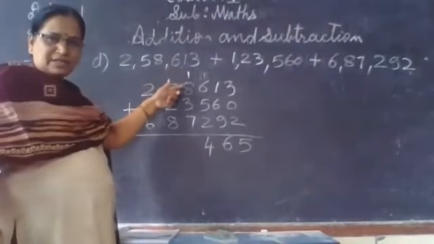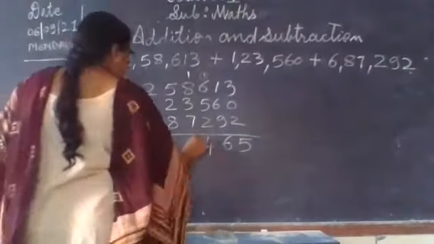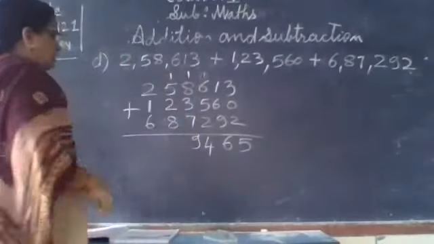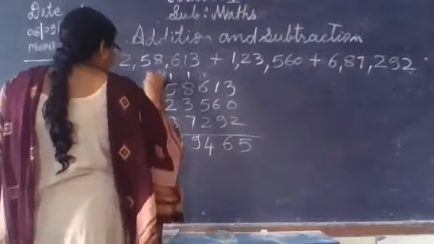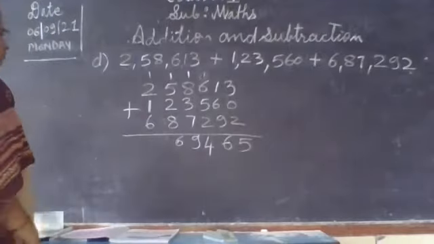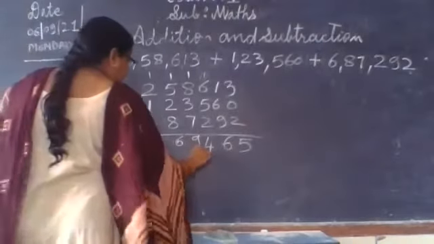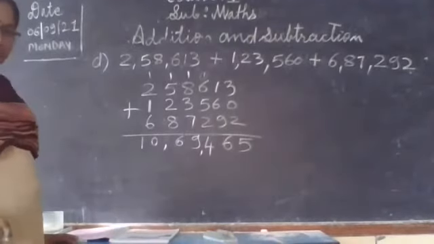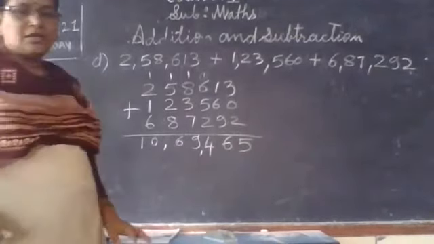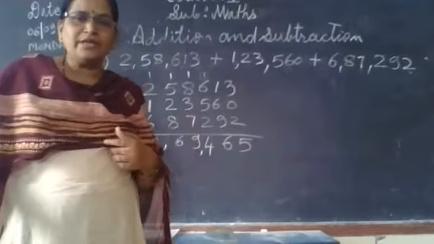Nine. Eight. One plus eight, nine. 10, 11, 12. 12 plus 7, 19. Carry over 1, 6, 7, 8. And 8 plus 8, 16. 1 plus 2, 3, 4. 3, 4, and 6, 10. So, got it, beta? In this way, you have to arrange properly all the numbers and then add them. Okay. So let's see some word problems on this addition.